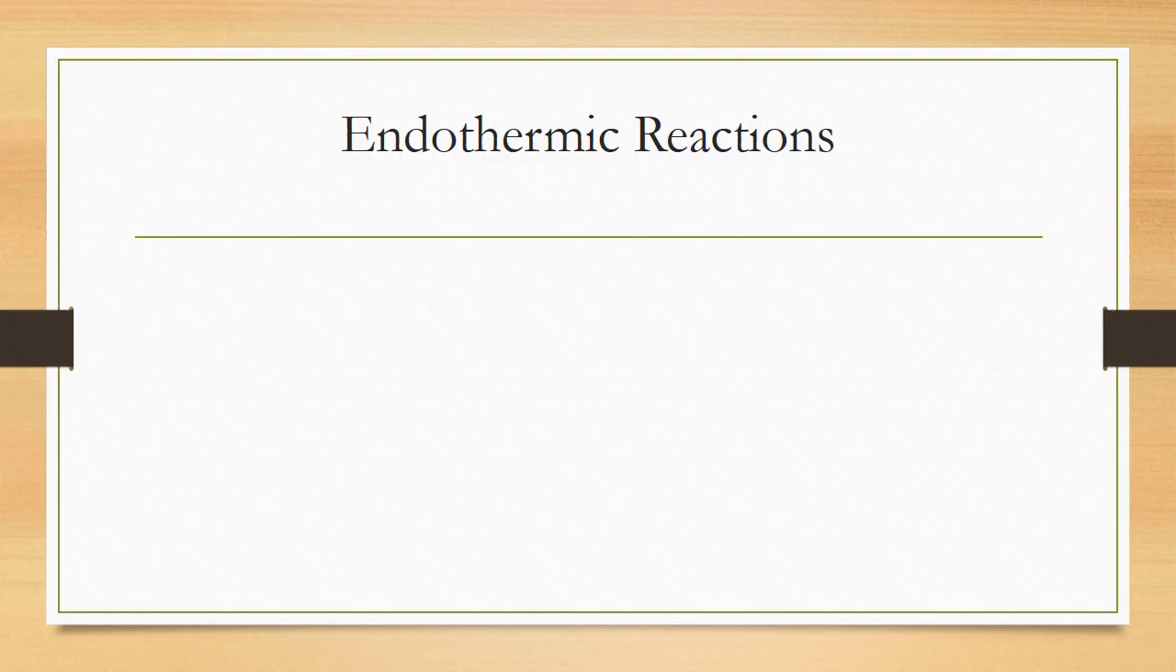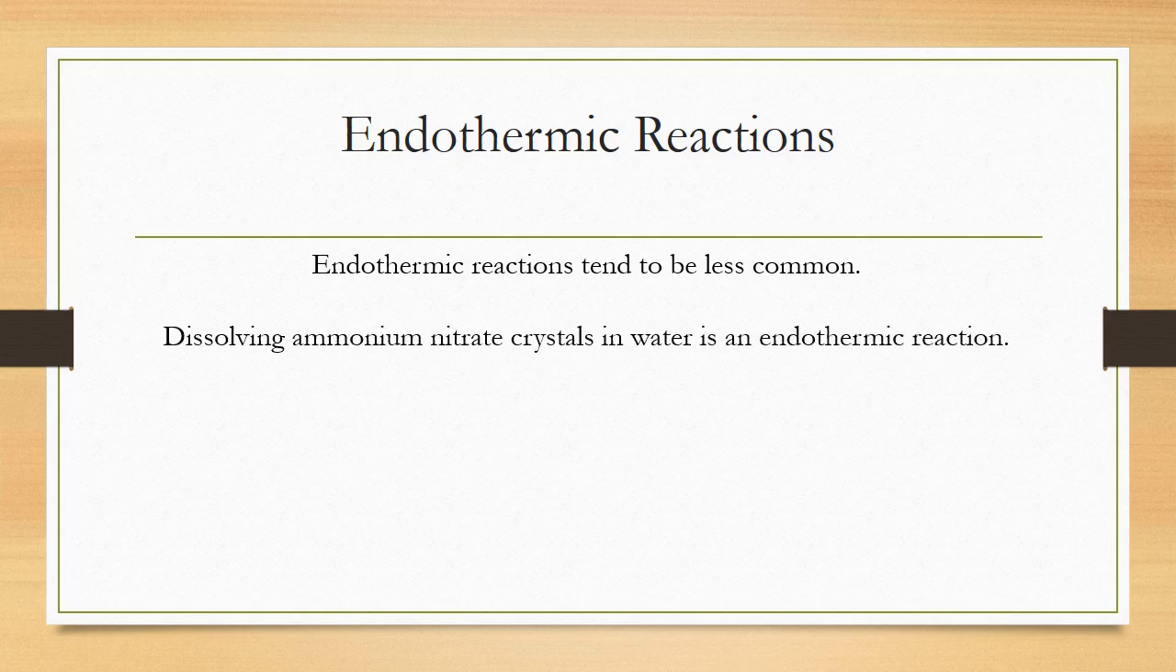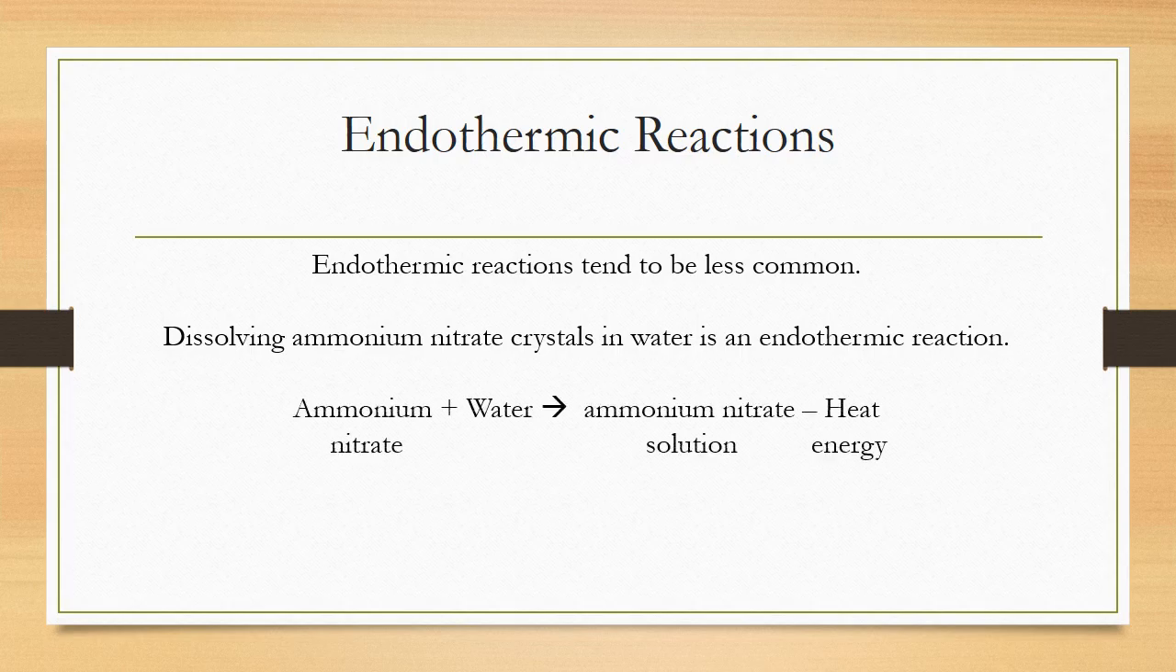Okay, so we've looked at exothermic reactions. Now let's look at endothermic reactions. Endothermic reactions are not as common as exothermic reactions, but here's one example. Dissolving ammonium nitrate crystals in water is an endothermic reaction. Okay, so ammonium nitrate, you dissolve it in water, you get ammonium nitrate solution, and you've also got a loss of heat energy. Another way you could say is that heat energy is required on the reactant side. Okay, it requires heat from the surroundings for the reaction to occur.